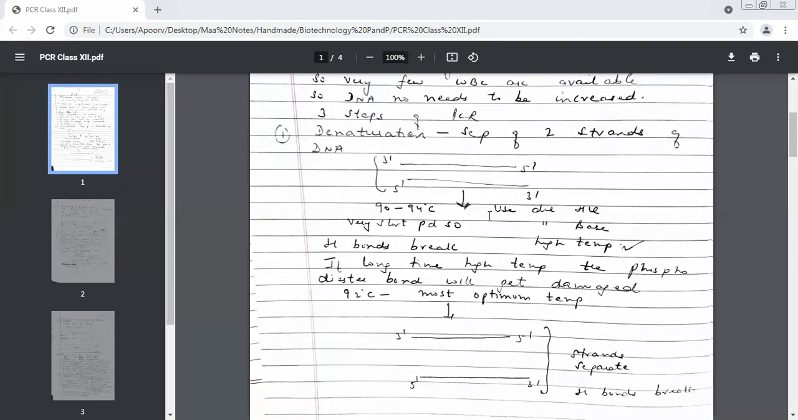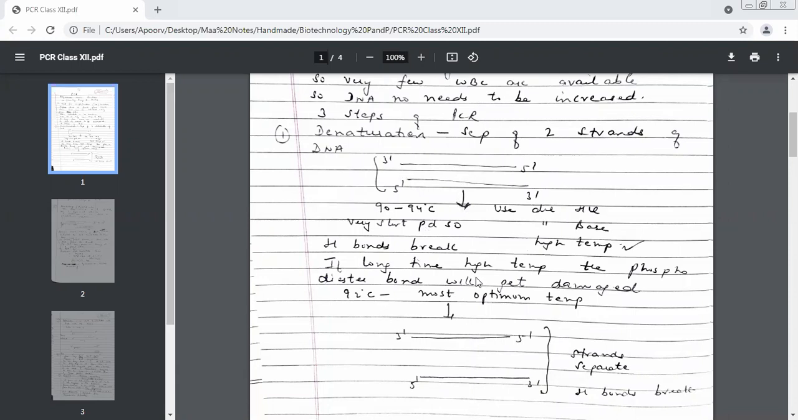Yes. But beta, one precaution has to be taken: you have to heat it for a very short period, not a long period, so that the hydrogen bonds break. Between these two strands, we have hydrogen bonds. What do we have between these two strands which make it a double-stranded DNA? Hydrogen bonds. Yes. So we have to only break those bonds so that these two strands get separated.